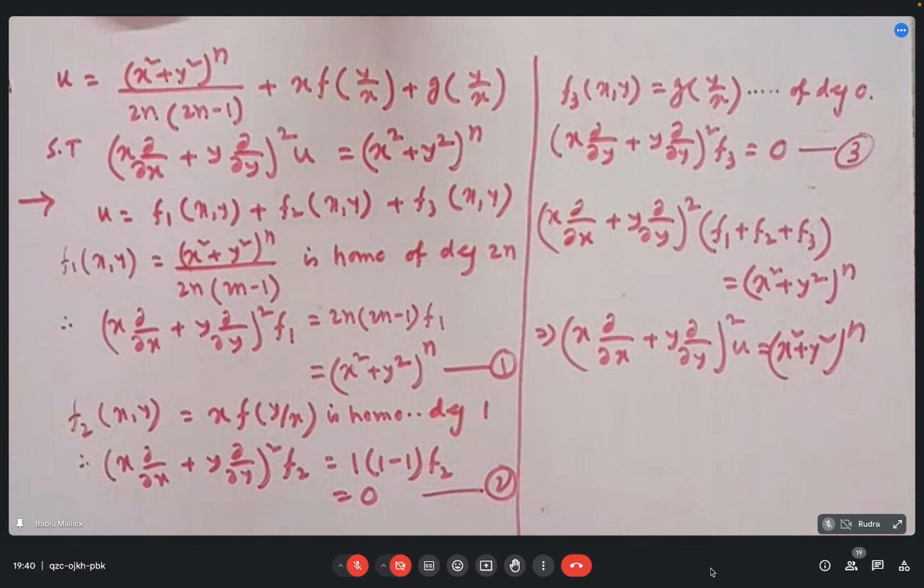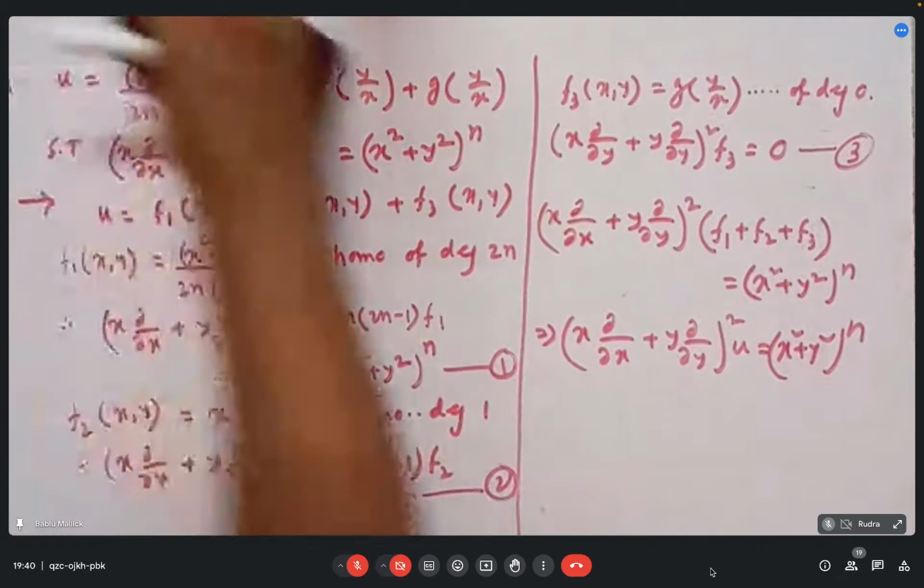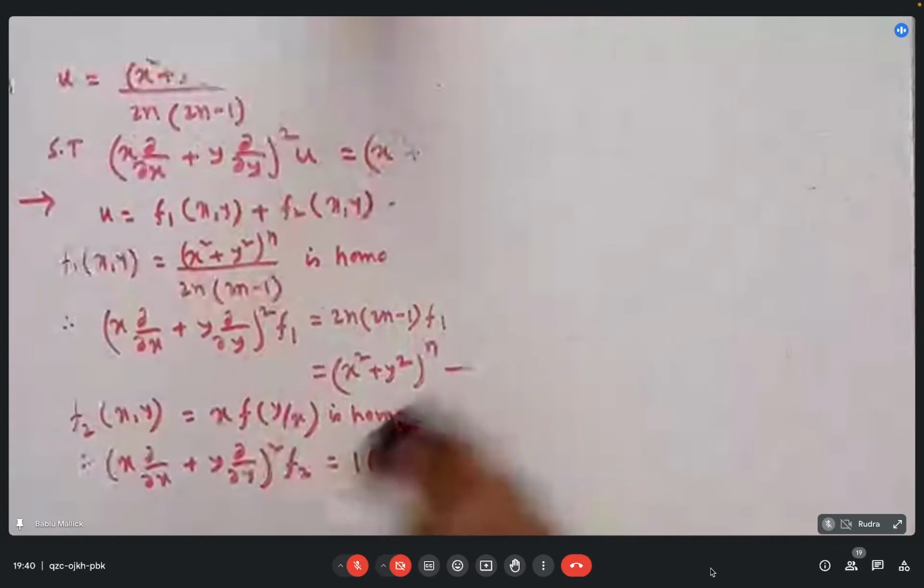Next look, give the heading chain rule, heading chain rule. Chain rule.